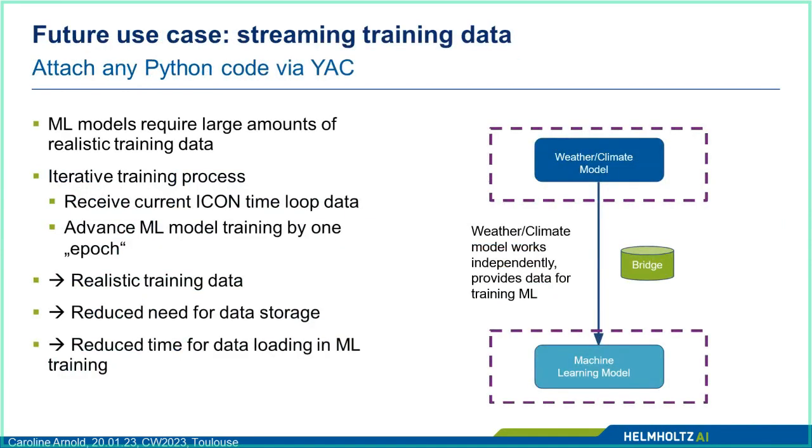One future use case that I would like to highlight here is the possibility to stream training data from machine learning algorithms using YAC. So in this scenario, you would have a weather or climate model running, and at the same time, you would have a machine learning model that is currently being trained. And instead of writing training data to disk and later reloading it again, we would have the possibility using YAC to directly pass the training data from the climate model to the machine learning model, which should reduce the need for expensive data storage. So this is something that we are also going to try out in the next couple of months.